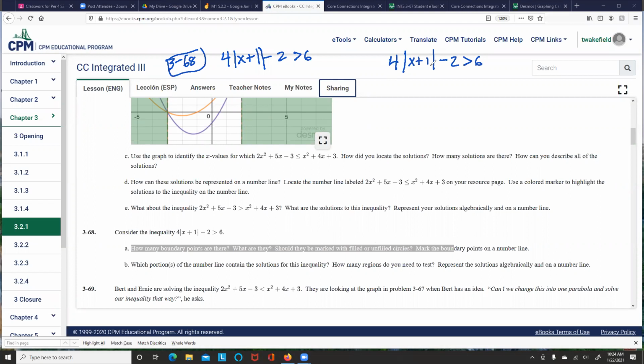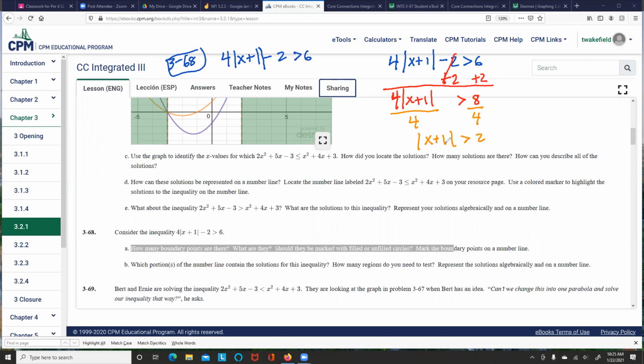Okay, to find the boundary points, we need to solve this, right? So how do we solve this? What should we do first to undo this problem? Let's add 2 first, to undo the problem. So we're going to get 4 times the absolute value of x plus 1 is greater than 8. Now let's undo the 4 by dividing by 4. So we get absolute value of x plus 1 is greater than 2.